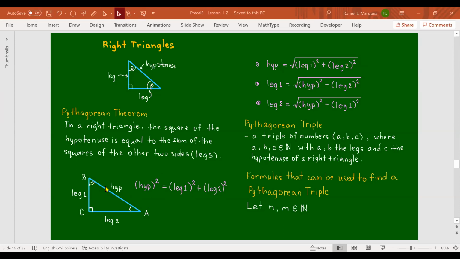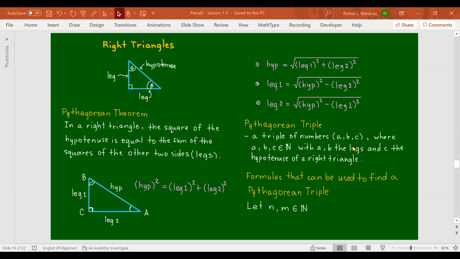Now, since the hypotenuse, leg 1 and leg 2 are dimensions or sides of a right triangle, they are all positive. So we take the positive square root. It is all for hypotenuse, leg 1 and leg 2. For the hypotenuse, sum inside. For leg 1 and leg 2, difference, starting with the square of the hypotenuse, followed by the square of the leg. So again, positive square root.